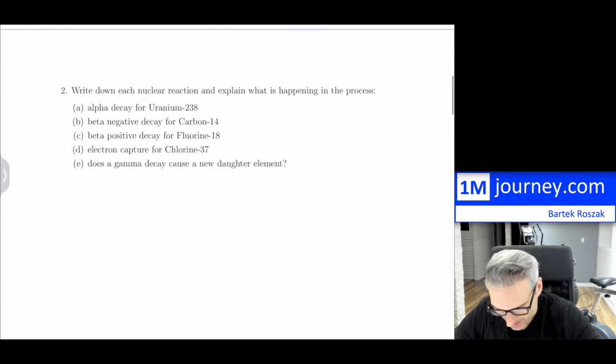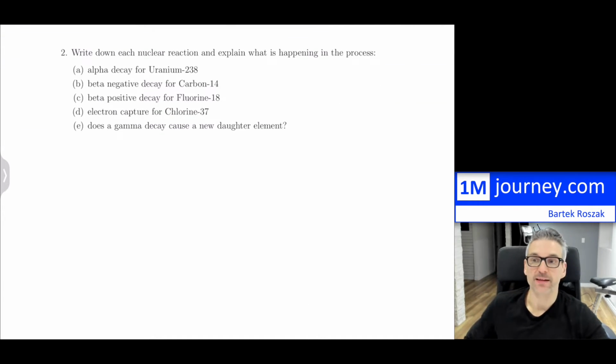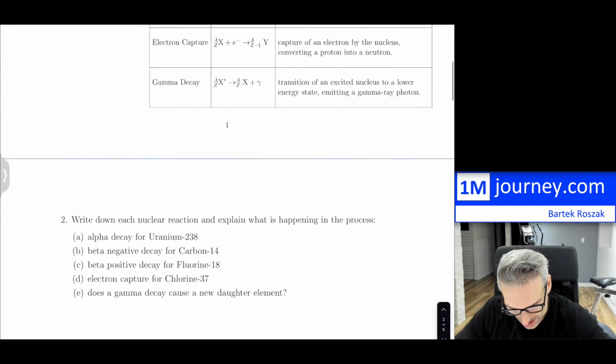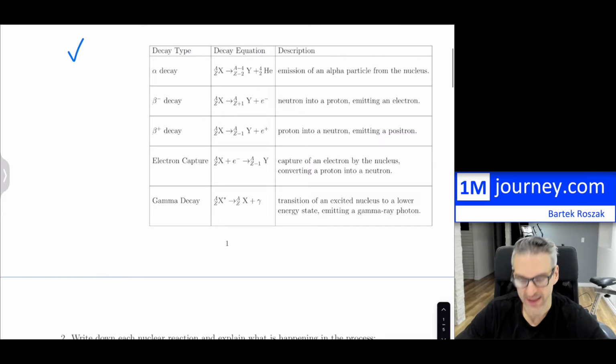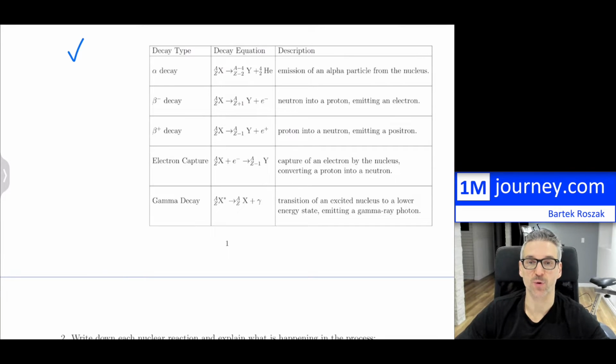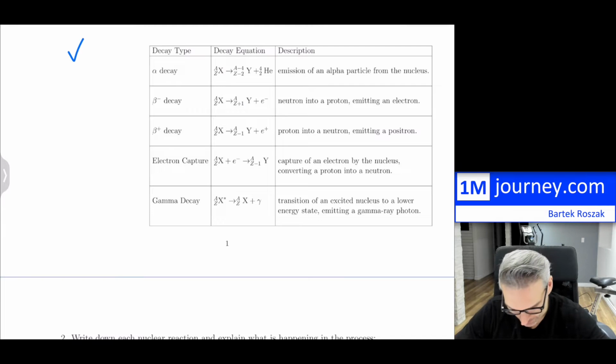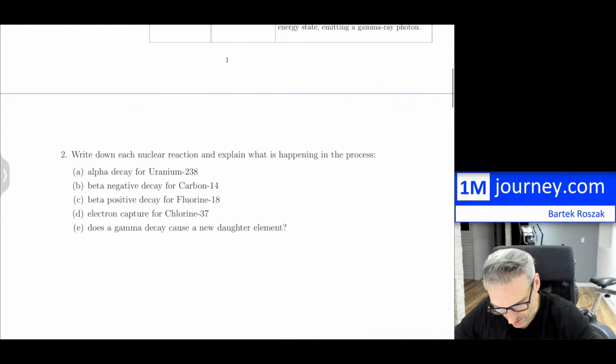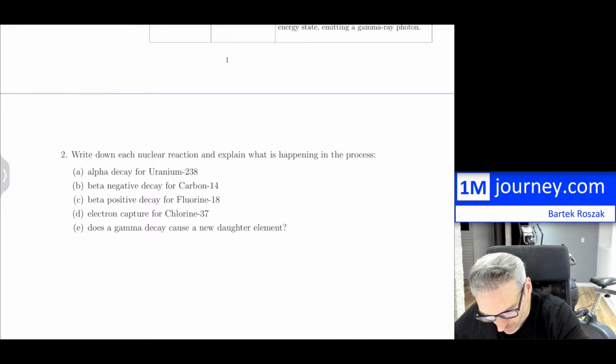Here is question number 2. For this question, I'm going to go back and forth with this table so that you can easily see the alpha decays, beta decays, etc. for all of these. Now let's break them down one by one.